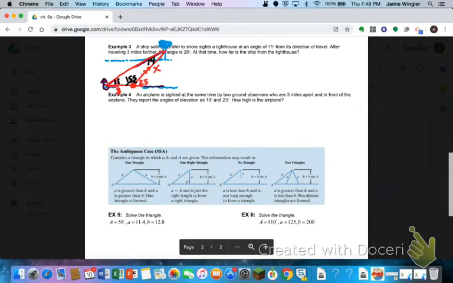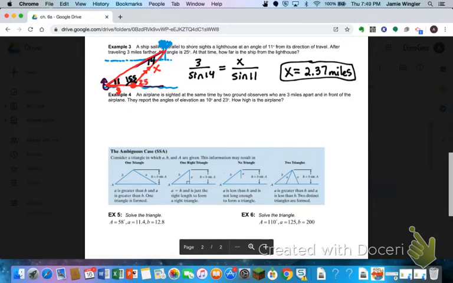So now I can use the law of sines, and I'm going to take the side, which is 3, and put it over the sine of 14. Set that equal to x, which is the side I'm looking for, over the sine of 11. Cross multiply and solve. You guys can do that math, and you get x to be approximately 2.37 miles.